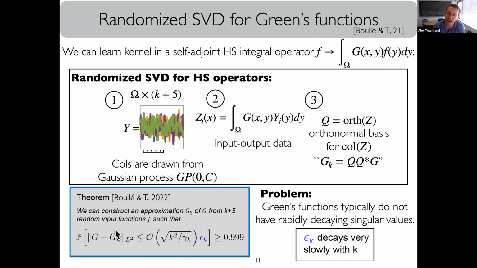And that hurts the decay of your singular values. So Green's functions typically do not have rapidly decaying singular values, which means this eta_k decays super slowly, which means this k would have to be huge if you wanted good accuracy. So this approach does not explain the success of neural nets right now. Instead, we're going to have to use some more properties that we know about Green's functions to try to accelerate this global randomized SVD technique that we're applying here.